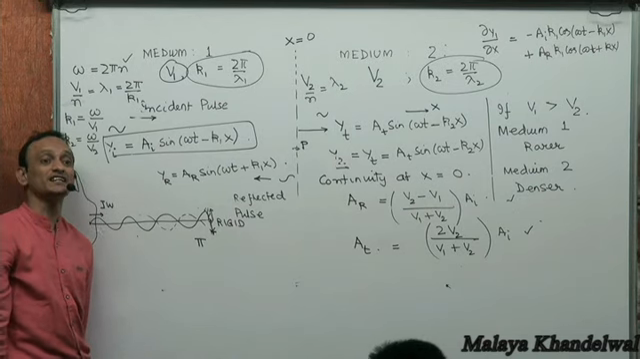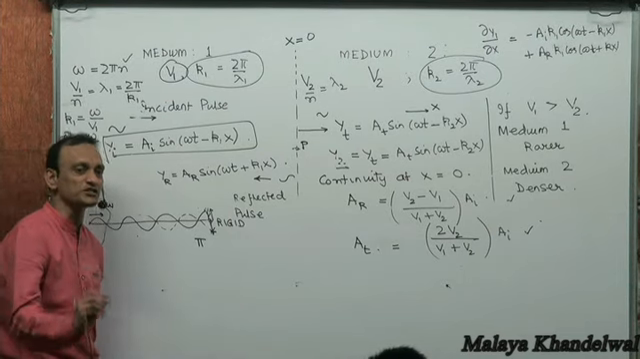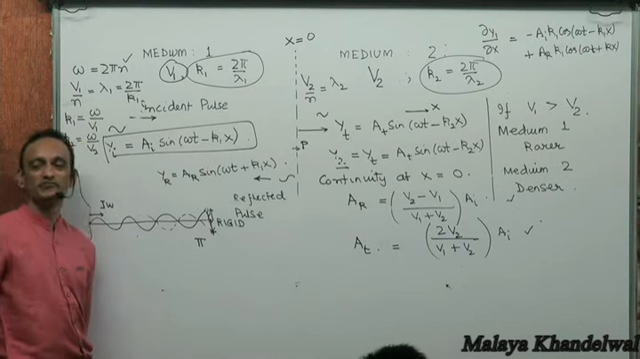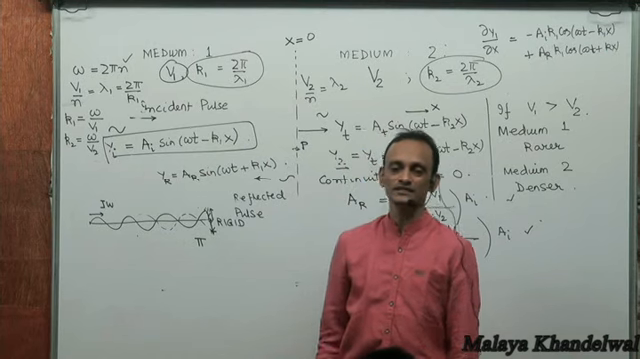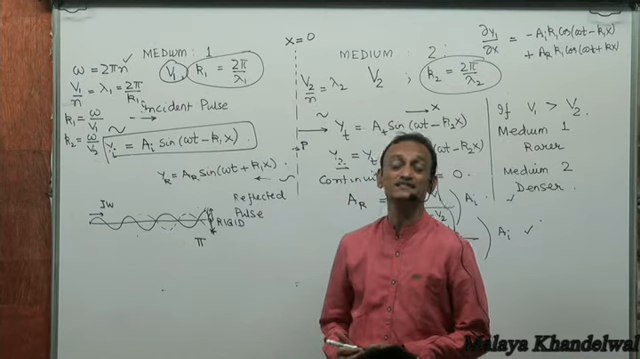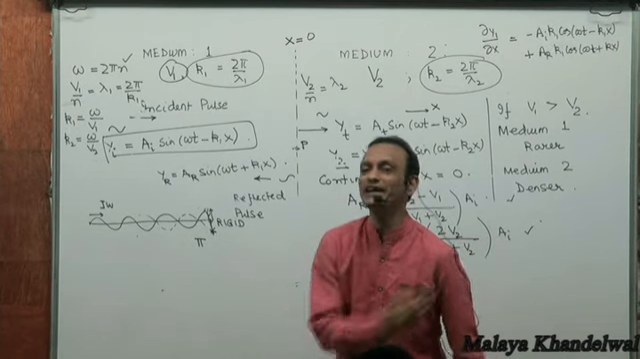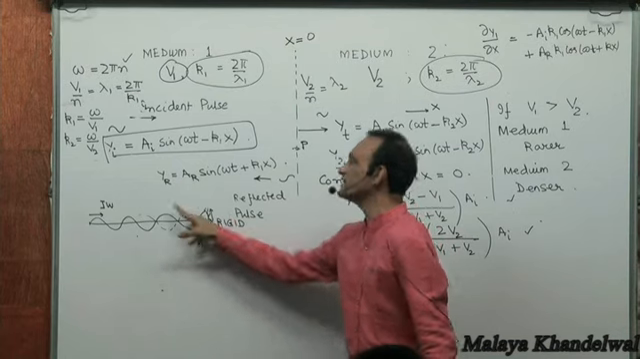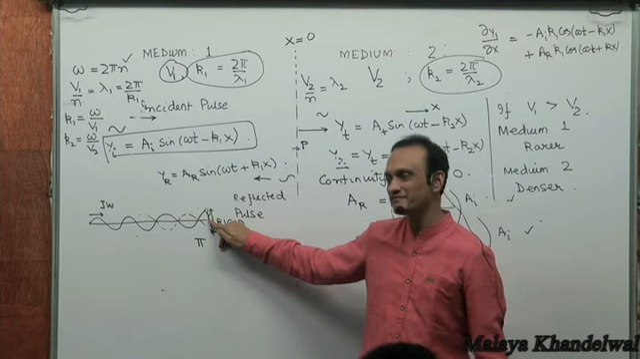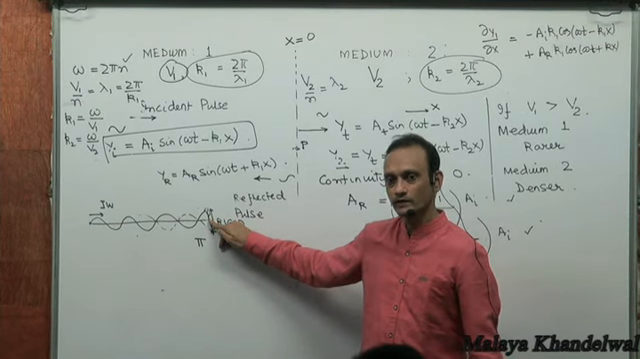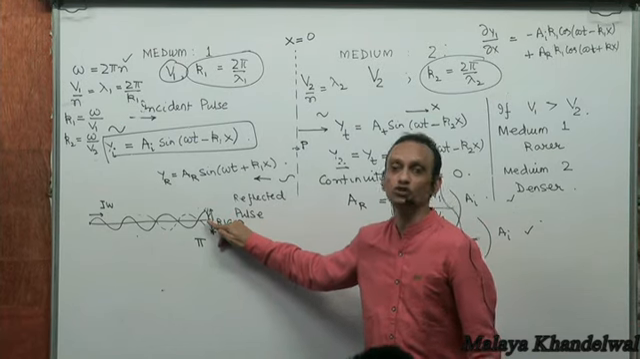I'm sorry, there would be 180 degrees change of phase. If an incident pulse is reflected at a rigid support or a fixed support, then there is going to be 180 degrees change of phase to maintain this point fixed. A 180 degrees change of phase would occur on reflection from a rigid or a fixed support.